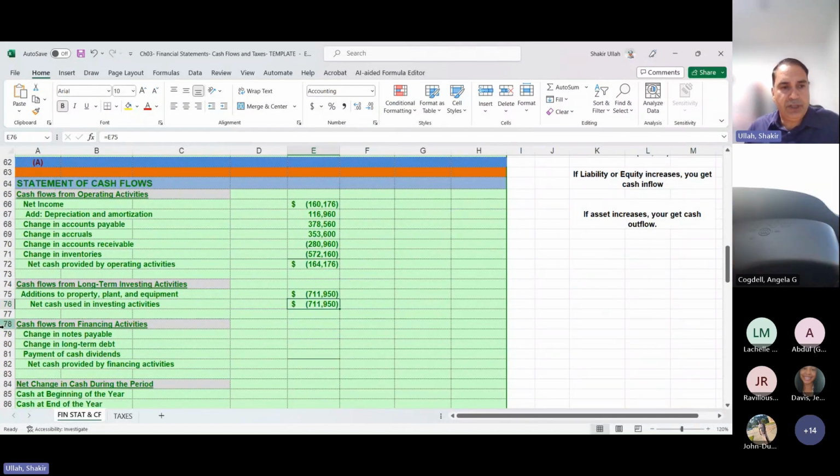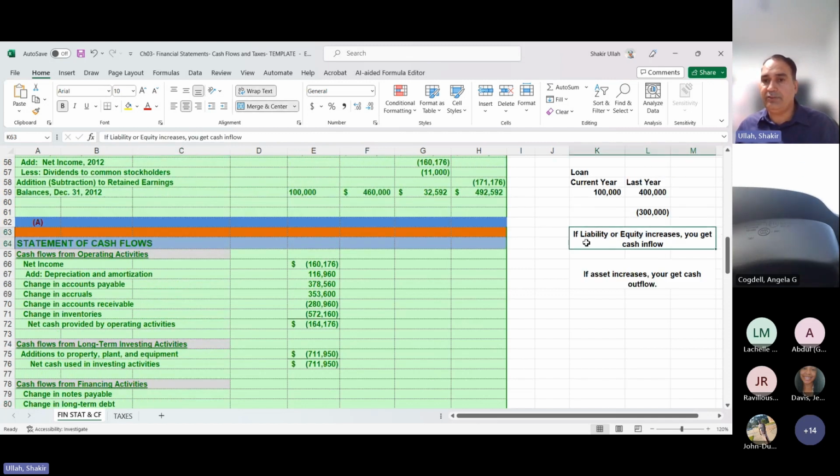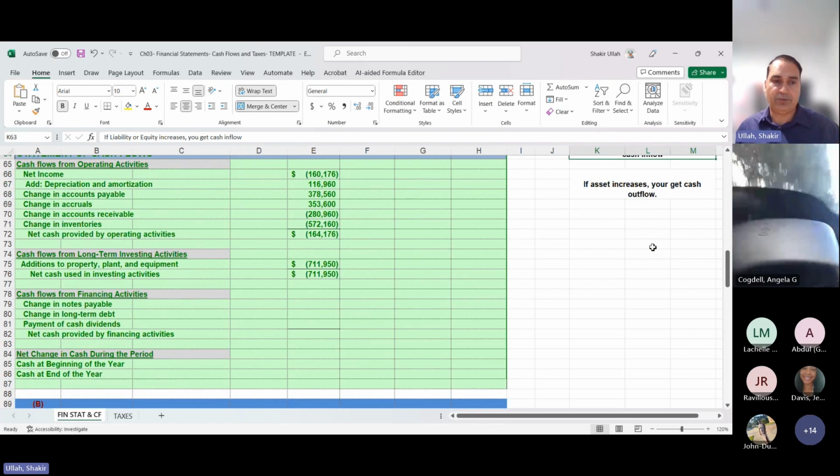Now we move to the next part, which is cash flows from financing activities. And as I told you earlier, financing activities include any cash inflows and outflows to investors. Those are the shareholders, the bondholders, the banks, all those guys. Again, this is included in the liability side, and as per the rule that I told you, if liability or equity increases, you get cash inflows. If it decreases, you get cash outflows.